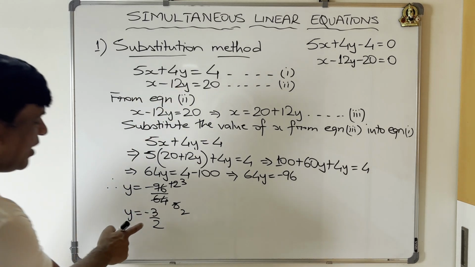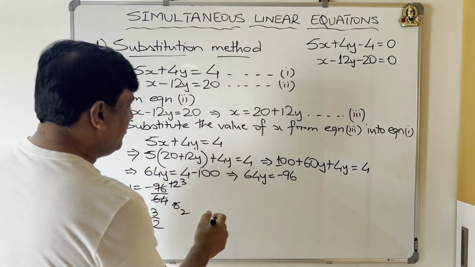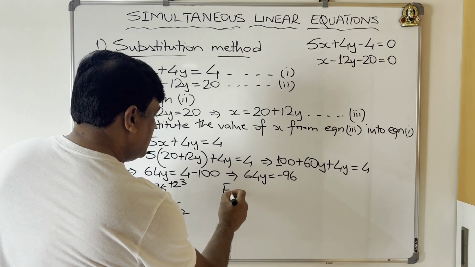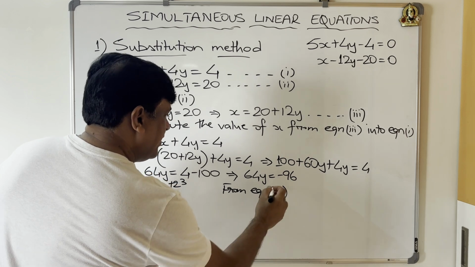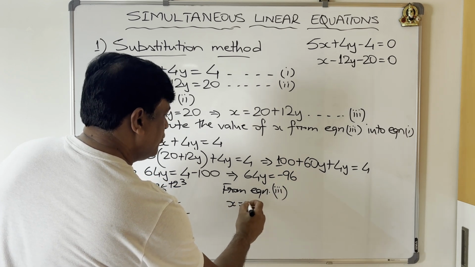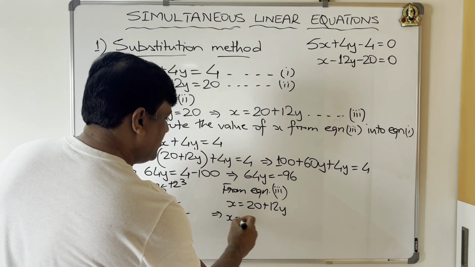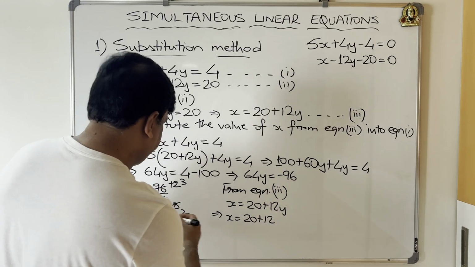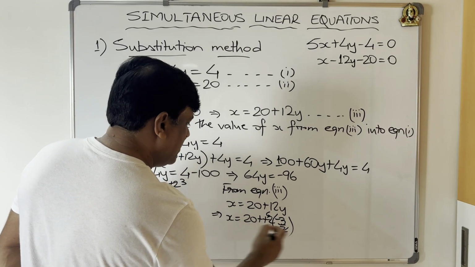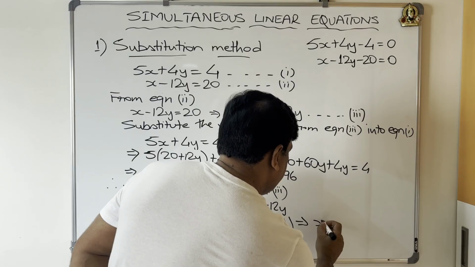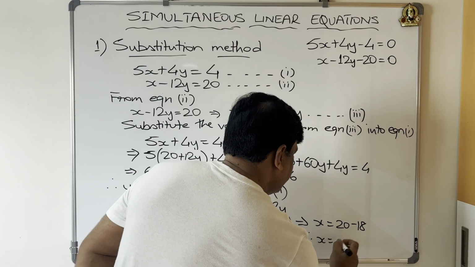Now what do you need to do? Use this value and put it in the equation to get the value of x, because you need the value of x. From equation 3, we know that x = 20 + 12y. Put the value of y over there: 20 + 12 times -3/2. 2 sixes are 12, so it becomes x = 20 - 18. Therefore x = 2.